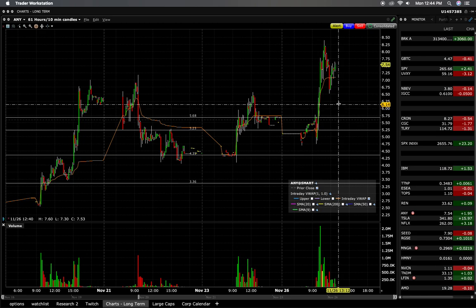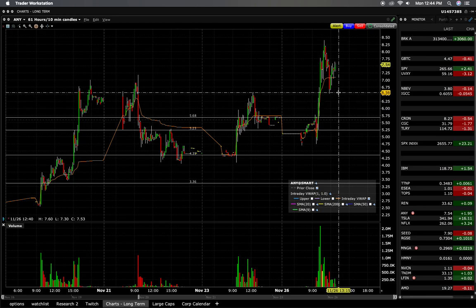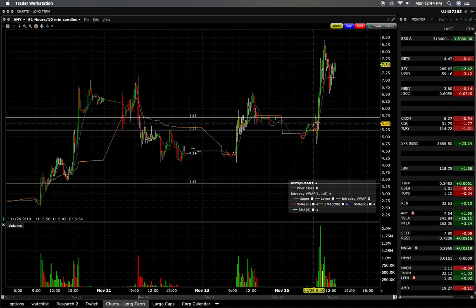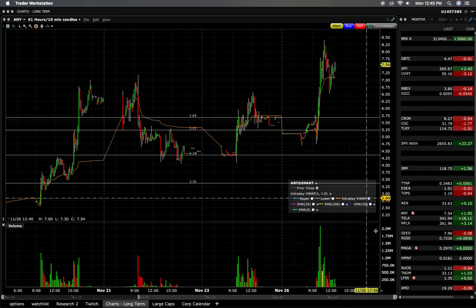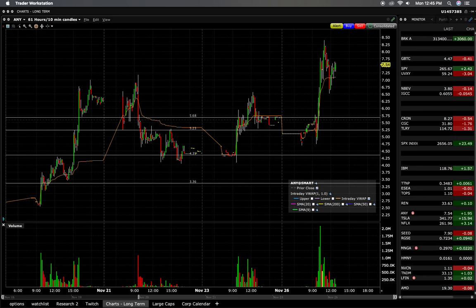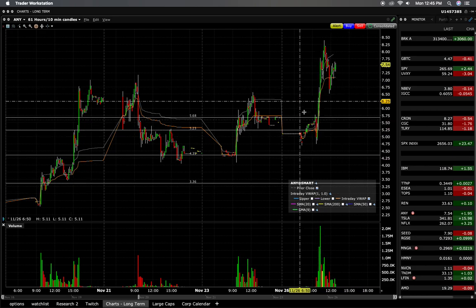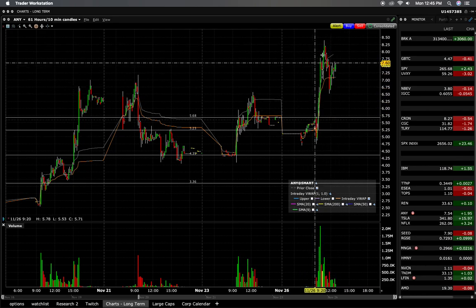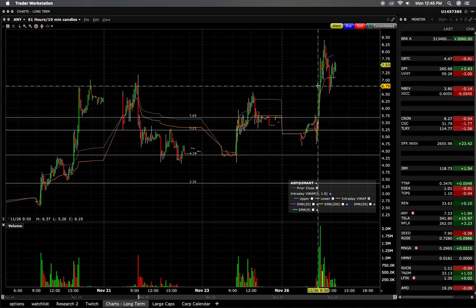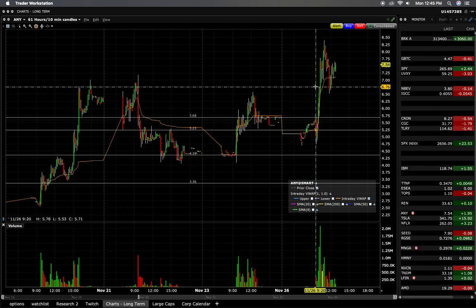So basically, what I'm trying to get at here is, as the float rotates, this is traded. ANY has traded 11 million shares today, and if the float is 2 million, that means we've had 5 times the float rotated. So there's 5 times within this one day that the stock has traded the entire float. That means all the shares that could be traded have been traded 5 times over.